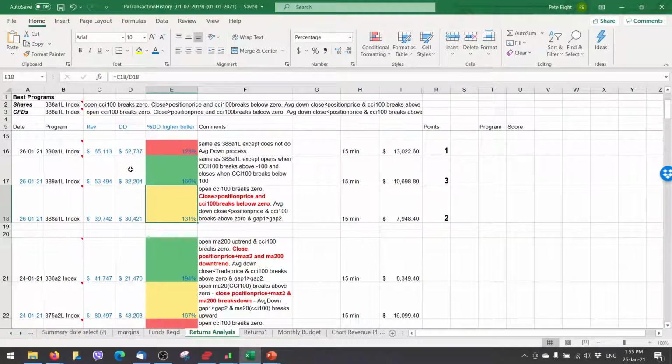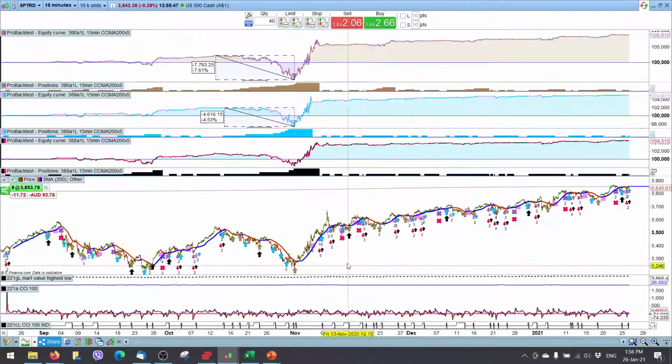So what we're trying to do is avoid a very low percentage in terms of revenue over drawdown. So that hopefully explains the drawdown and the revenue process.